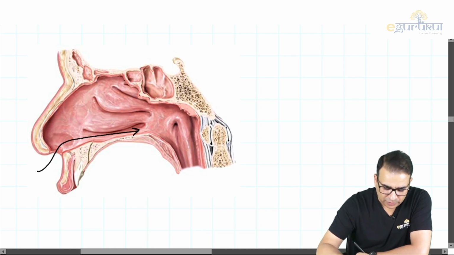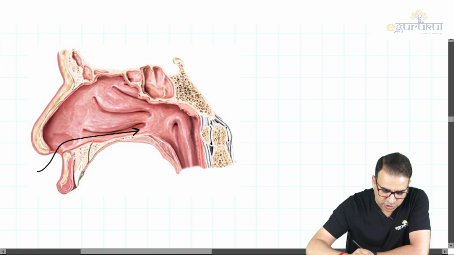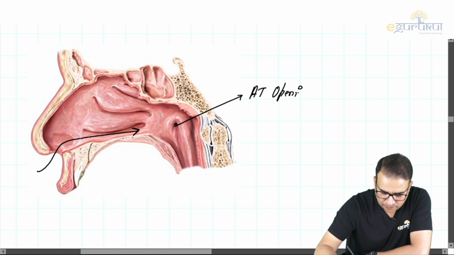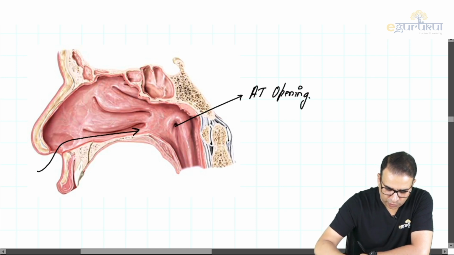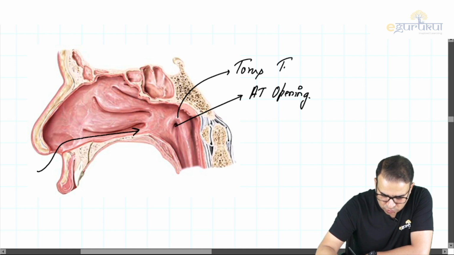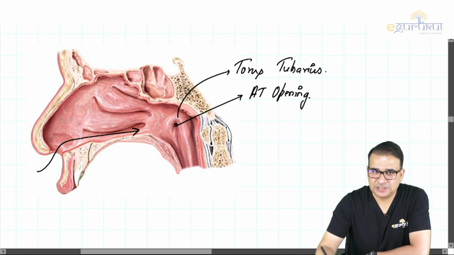Now, what you will see in there, first of all, is an opening of the eustachian tube. As you can see, there is an auditory tube opening over there. And that auditory tube opening is surrounded by an elevation, and this elevation is called the torus tubarius. The tubal tonsils are present over there, right?